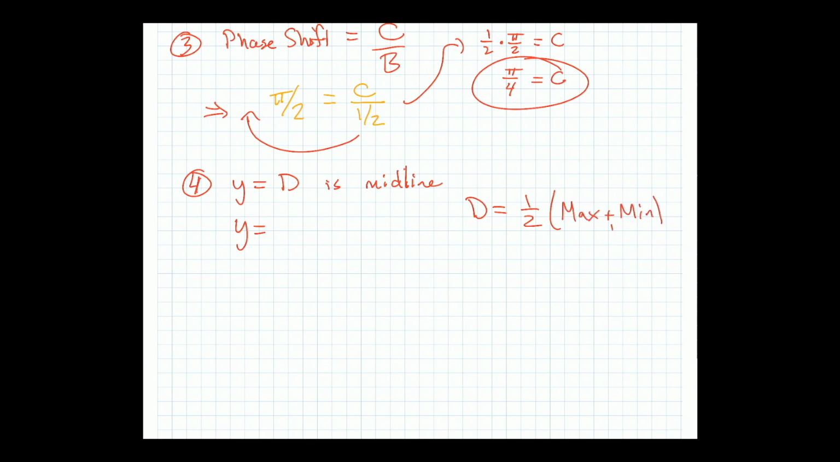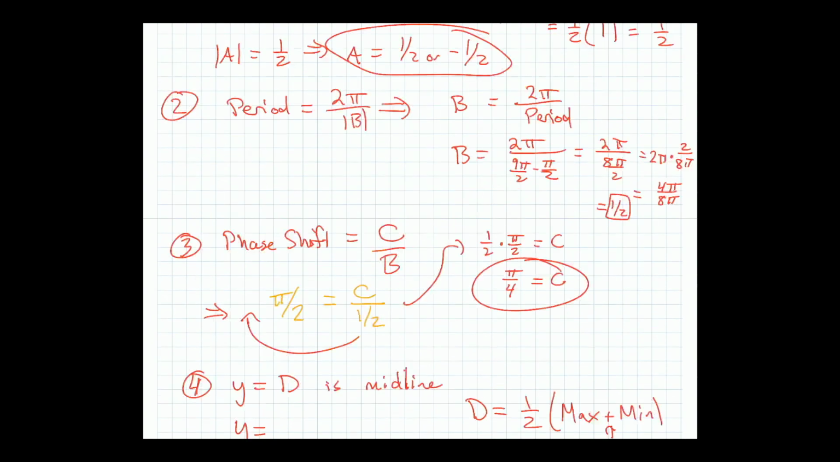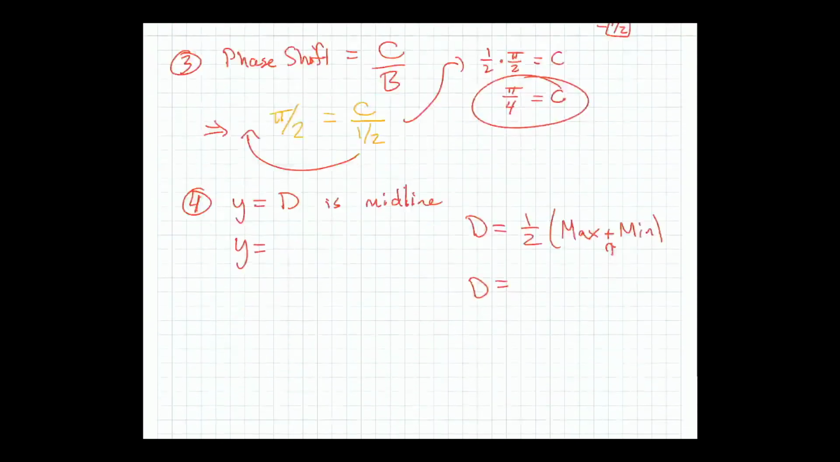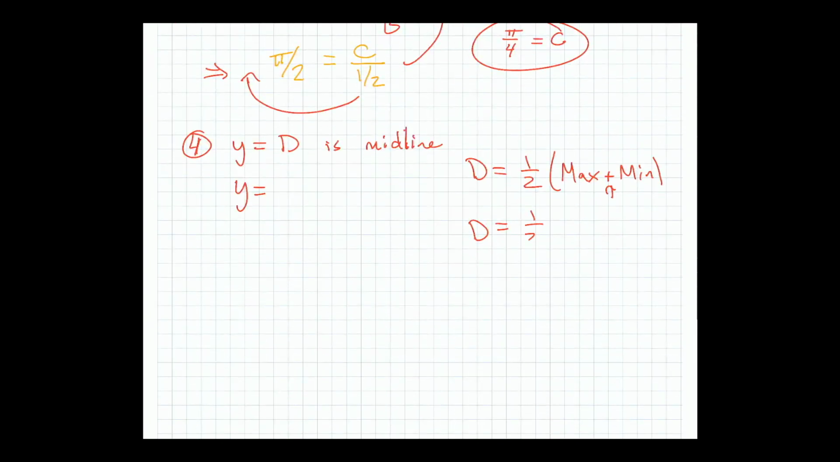What's the difference? The sign right here. Because what we're doing is we're just averaging, right? If you want the middle, if you just average the top point and the bottom point, you get the average. Average is in the middle. So we're just averaging the maximum and the minimum. The maximum is negative 0.5, plus the minimum, which is negative 1.5. So it's 1/2 times negative 2, so it's negative 1. And so that's what d is.